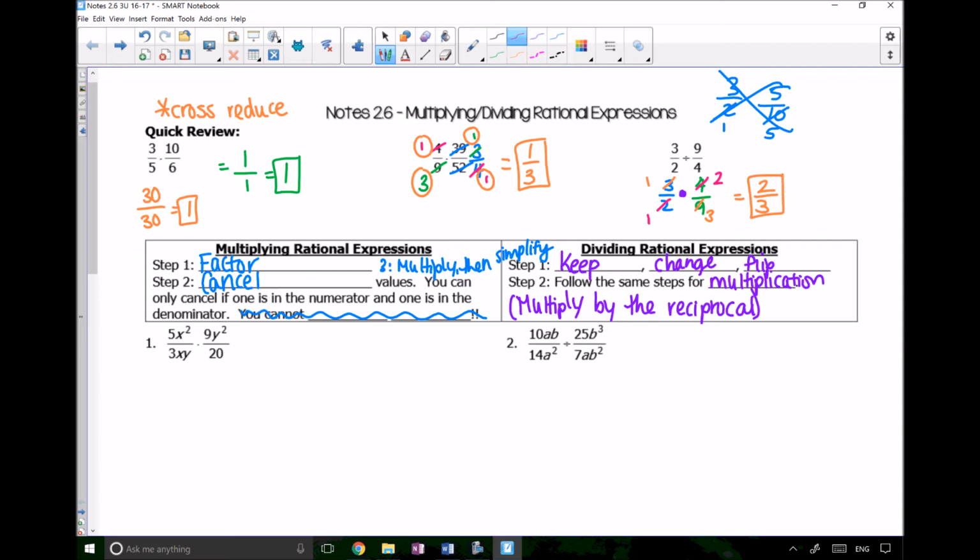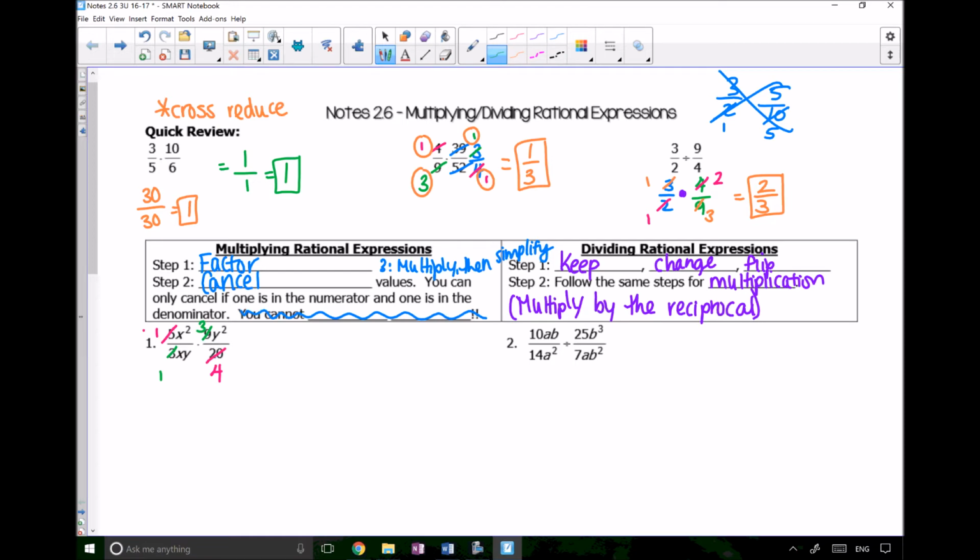So let's go ahead and look at number 1. We've got 2 different options. My first option is to cancel exactly how I see it right here. So for example, I see this 5 and this 20. Both numbers are divisible by 5. 5 divided by 5 is 1. 20 divided by 5 is 4. So I can put a 1 and a 4 there. Okay. I also see this 3 and this 9. The 3 is divisible by 3 and I get 1. 9 is divisible by 3 and I get 3.